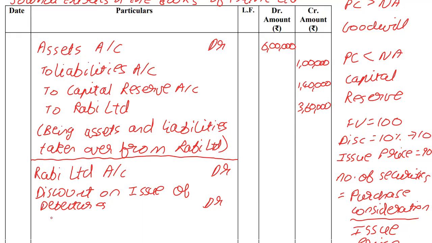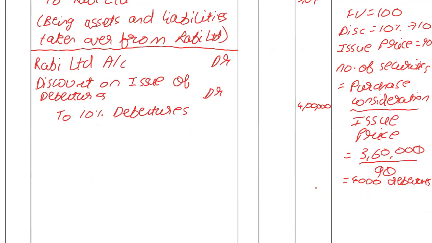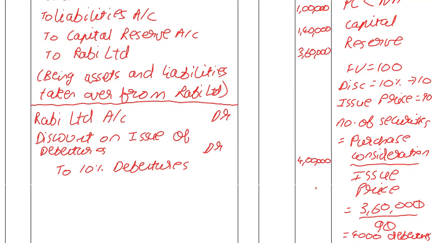Then we will credit the 10% debentures. How many debentures? 4,000. Each debenture is worth how much? 4 lakhs. So we will credit 4 lakhs over here. And corresponding to Ravi Limited, it is 3,60,000. And now it's easy to identify the discount. 4 lakhs minus 3,60,000, which is 40,000. Ideally, discount on issue of debentures, try and squeeze it onto a single line. It'll be easier. Okay. With that, we're done.